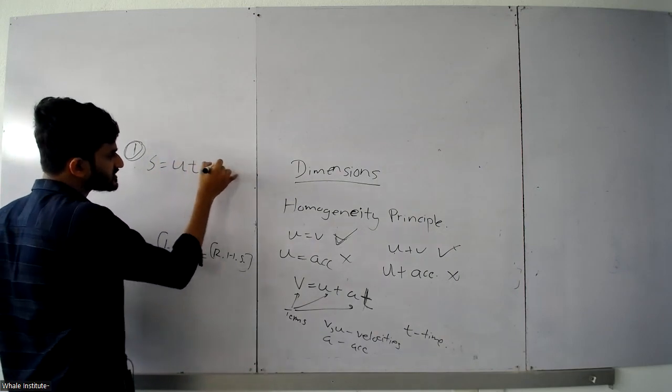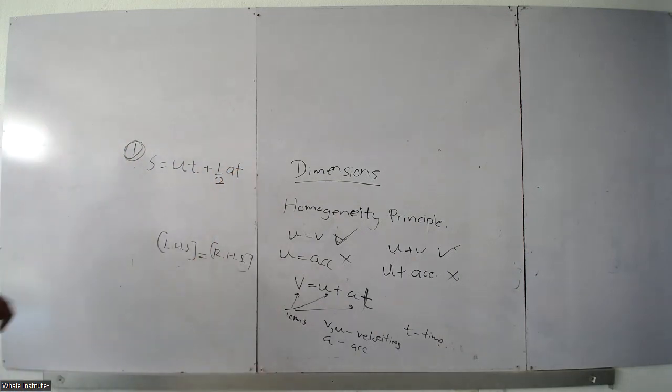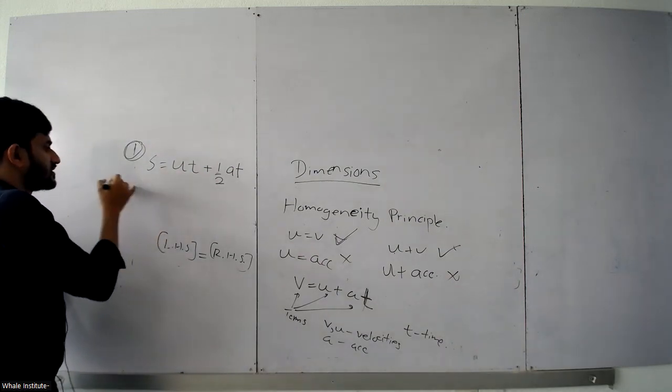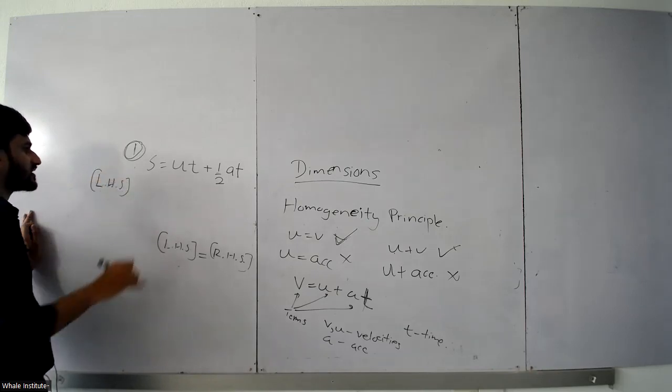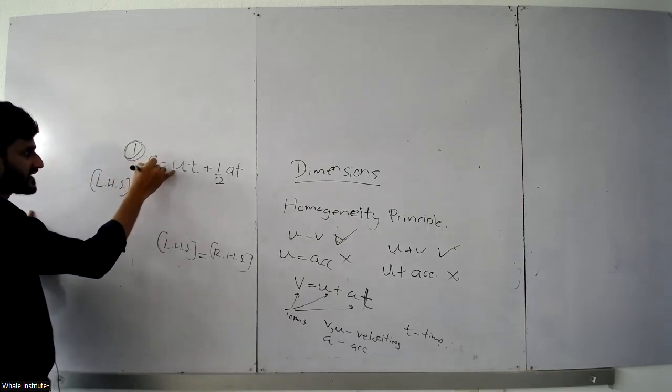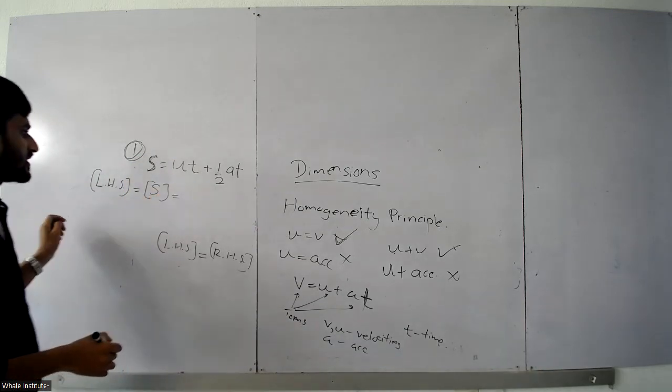For example again, S equals UT plus half AT squared. We are going to check the correctness of this equation dimensionally. So we take the LHS. Left hand side, what are the dimensions? That's only S, right? It means dimension of S. S is a displacement.